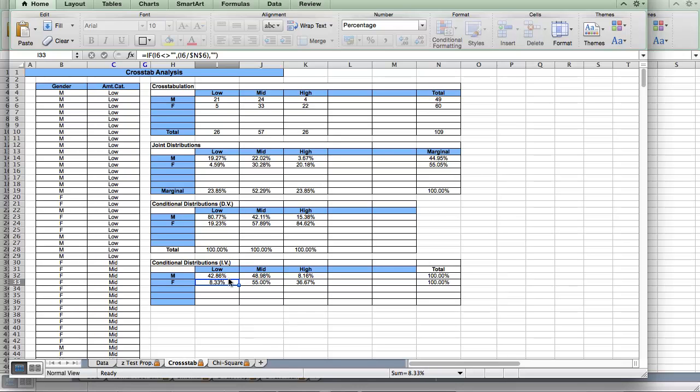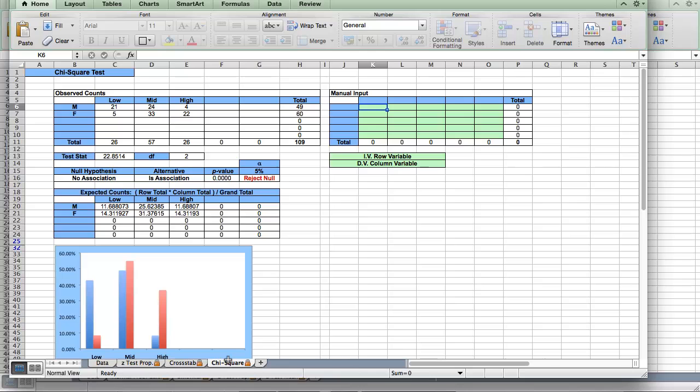These would be the type of differences that contribute largely to a significant chi-square result. On the worksheet tab chi-square, we could see that this is clearly a highly significant effect. Gender does have an effect on the likelihood of spending in a particular category. We would say that chi-square for 2 degrees of freedom is a rather strong 22.85.